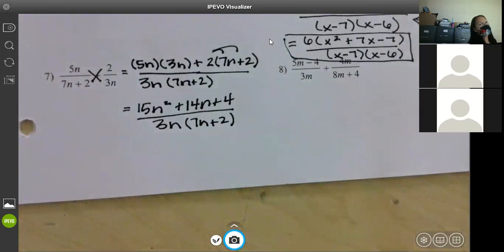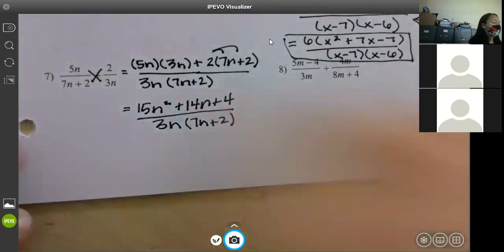Do I have a GCF on 15, 14, and 4? No. So what else do I need to check? To see if I can slide divide. So I would not do it. I would just check to see.